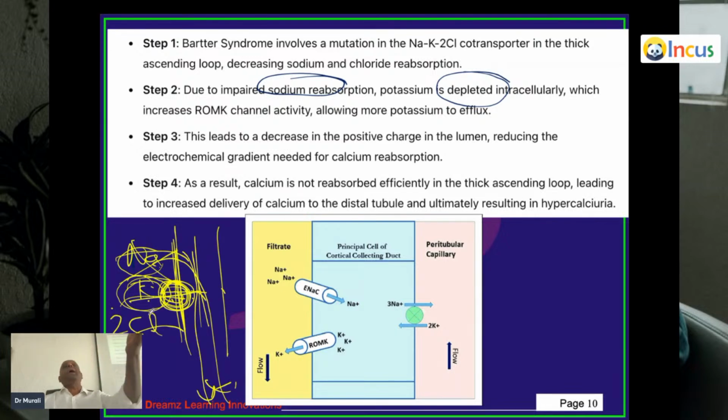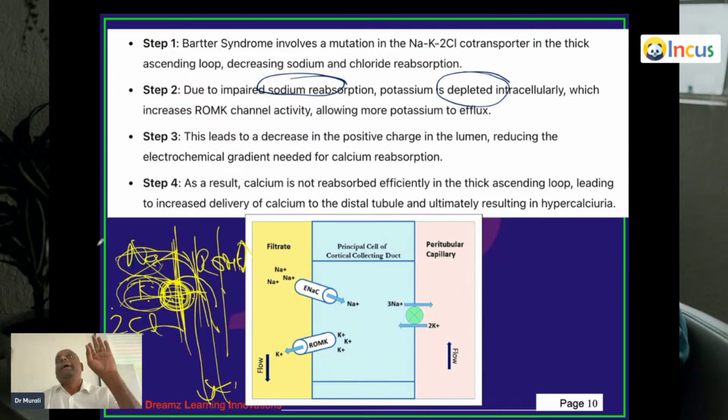That stimulates a channel called the ROMK channel. So this ROMK channel activity will increase. Then what will ROMK do? ROMK will efflux the potassium out of the cell into the tubular fluid, and it will worsen the potassium reabsorption. More and more potassium is lost into the tubular fluid.